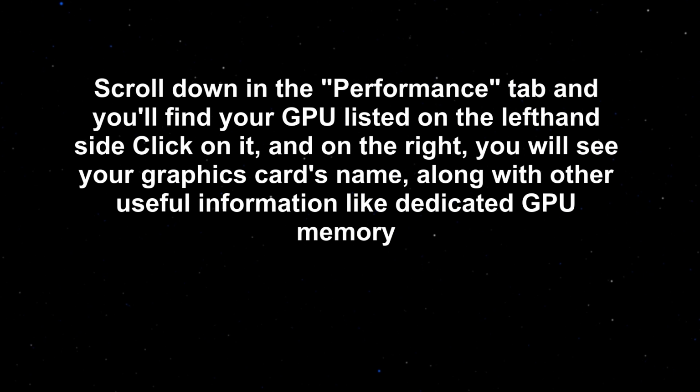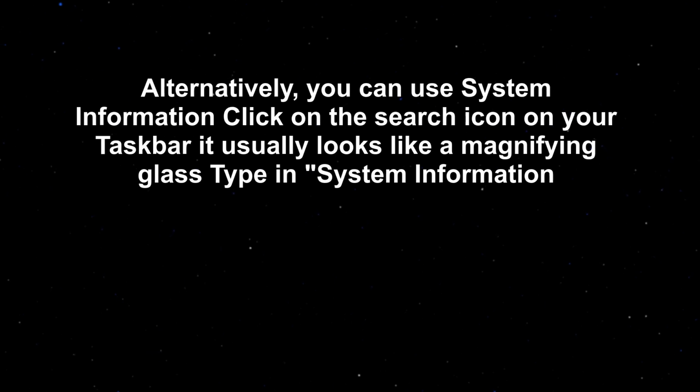Scroll down in the Performance tab, and you'll find your GPU listed on the left-hand side. Click on it, and on the right, you will see your graphics card's name, along with other useful information like dedicated GPU memory. Alternatively, you can use System Information.